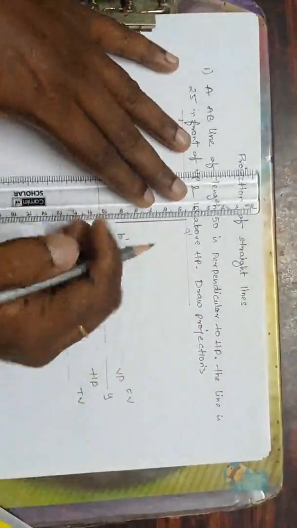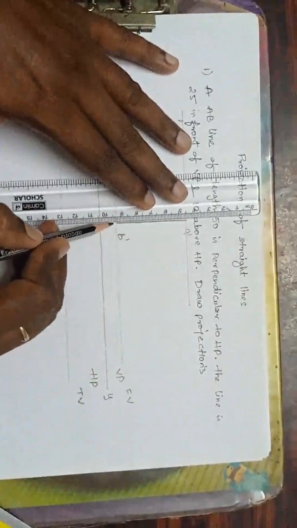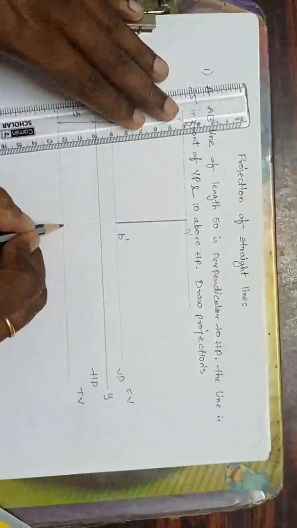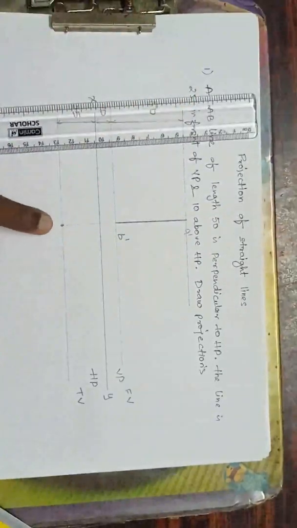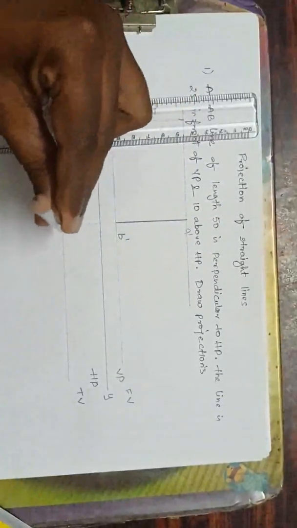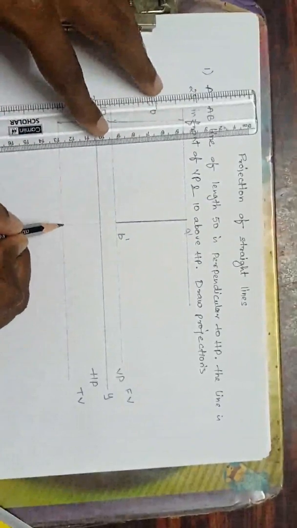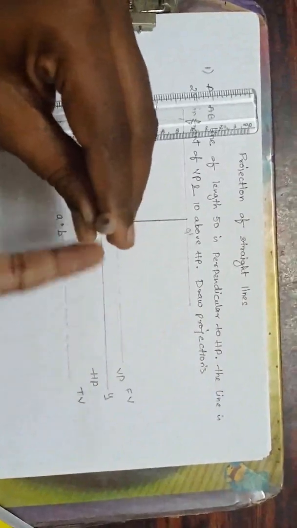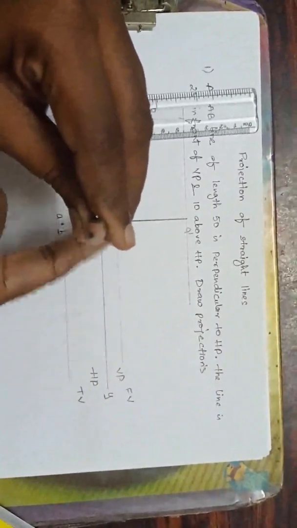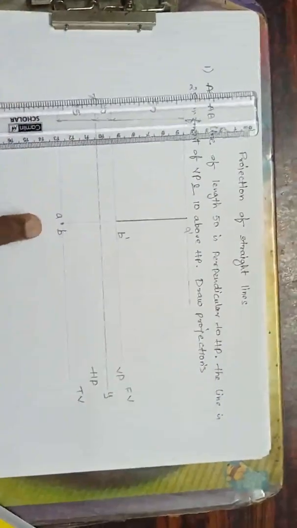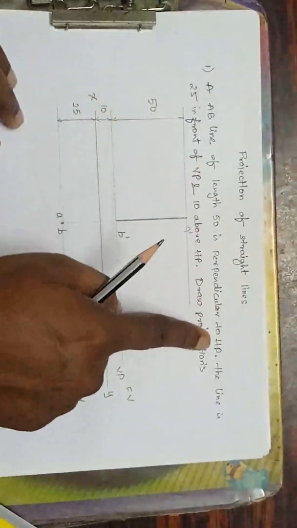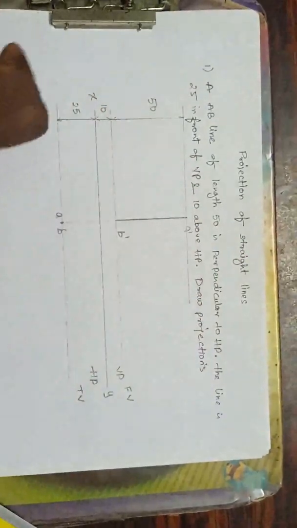So from the line I will take it straight, a very light line, and mark a point because this line appears as a point. This point is AB. See, this is A and this is B. They will be merged into a common point. So this is our projection of the line if it is perpendicular to HP. Done. Let us come to the next question.